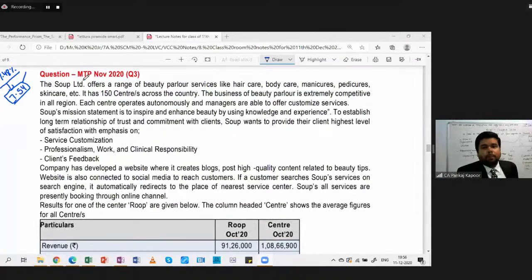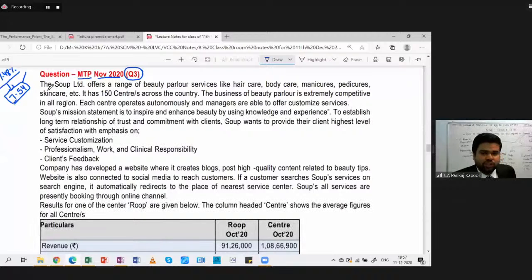This question is asked in the MTP November 2020, question number 3, and I am very much hopeful that a similar concept will be tested in the examination too, because EDA was already tested, so one model needs to be tested. That model could be the balanced scorecard or the building block, because performance prism has already been tested once. So this is only an estimation. There is no symbol or hint. Don't take it as any sort of hint.